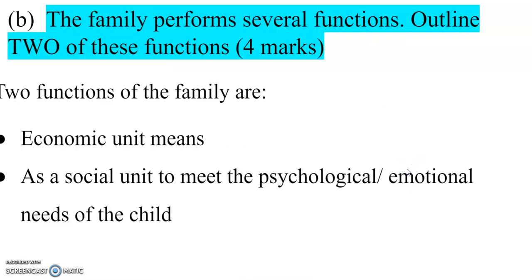B. The family performs several functions. Outline 2 of these functions for 4 marks. So the verb in this question is asking us to outline, and it's 4 marks. So we're just going to write a little bit more in our answers. So 2 functions of the family are economic unit, and as a social unit to meet the psychological, emotional needs of the child.